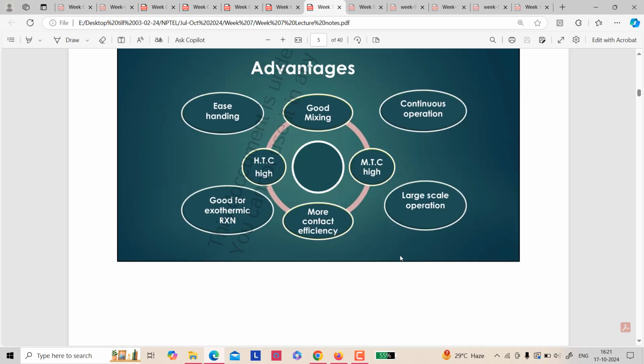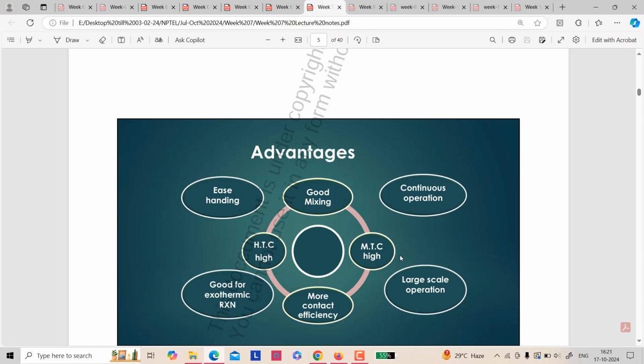Okay, so for these packed beds, ease of handling is there, good mixing between the particles is there, continuous operation is there, heat transfer coefficients and mass transfer coefficients are very high. Then it is good for exothermic reactions, more compact efficiency, and large scale operation is possible.